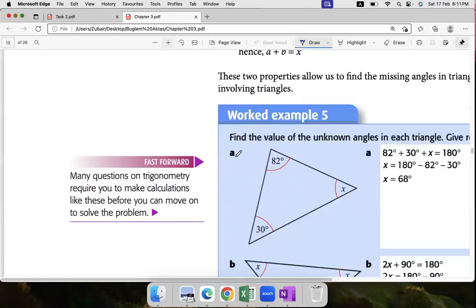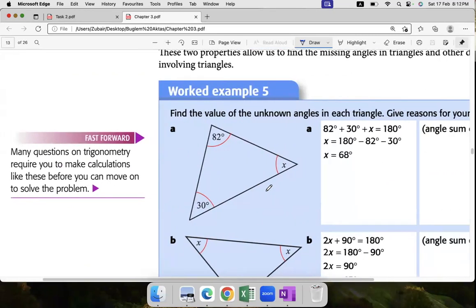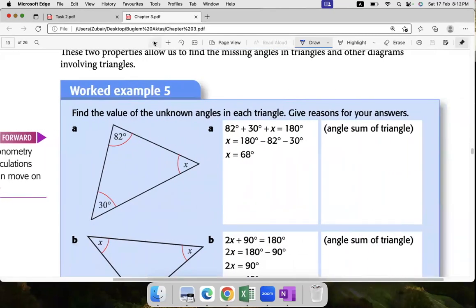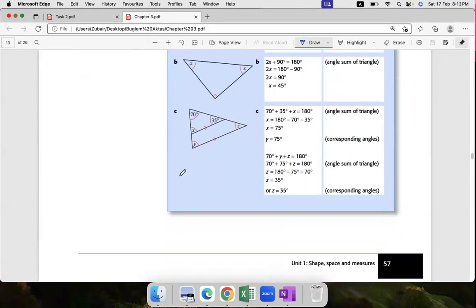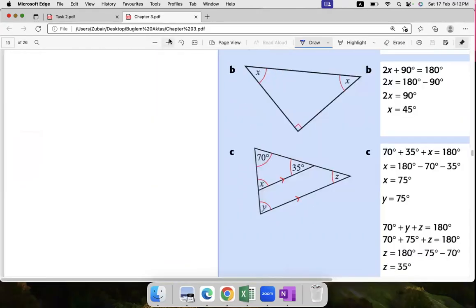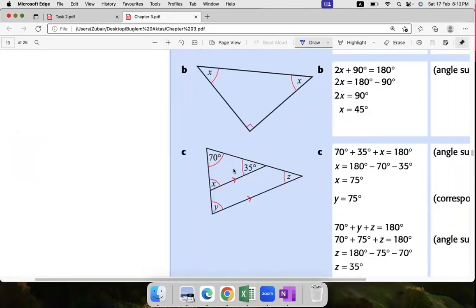Do we already know how to find x in this first triangle? Yeah, with just 82 plus 30 subtracted from 180. Angle sum of triangle is 180. And just to discuss a few properties, we can find this x by subtracting both of these from 180. That is 180 minus 70 minus 35. We have this x. It came out to be 75. So y would also be 75. What about z? 35. Corresponding.